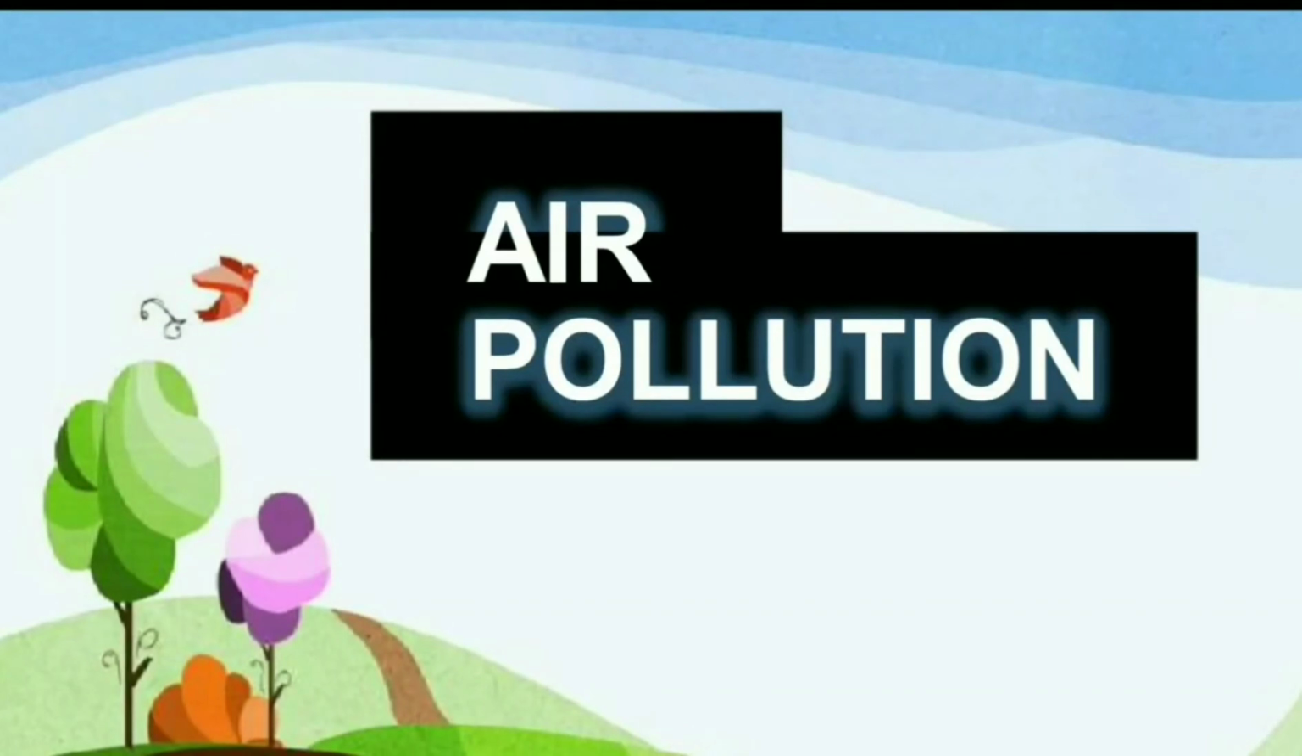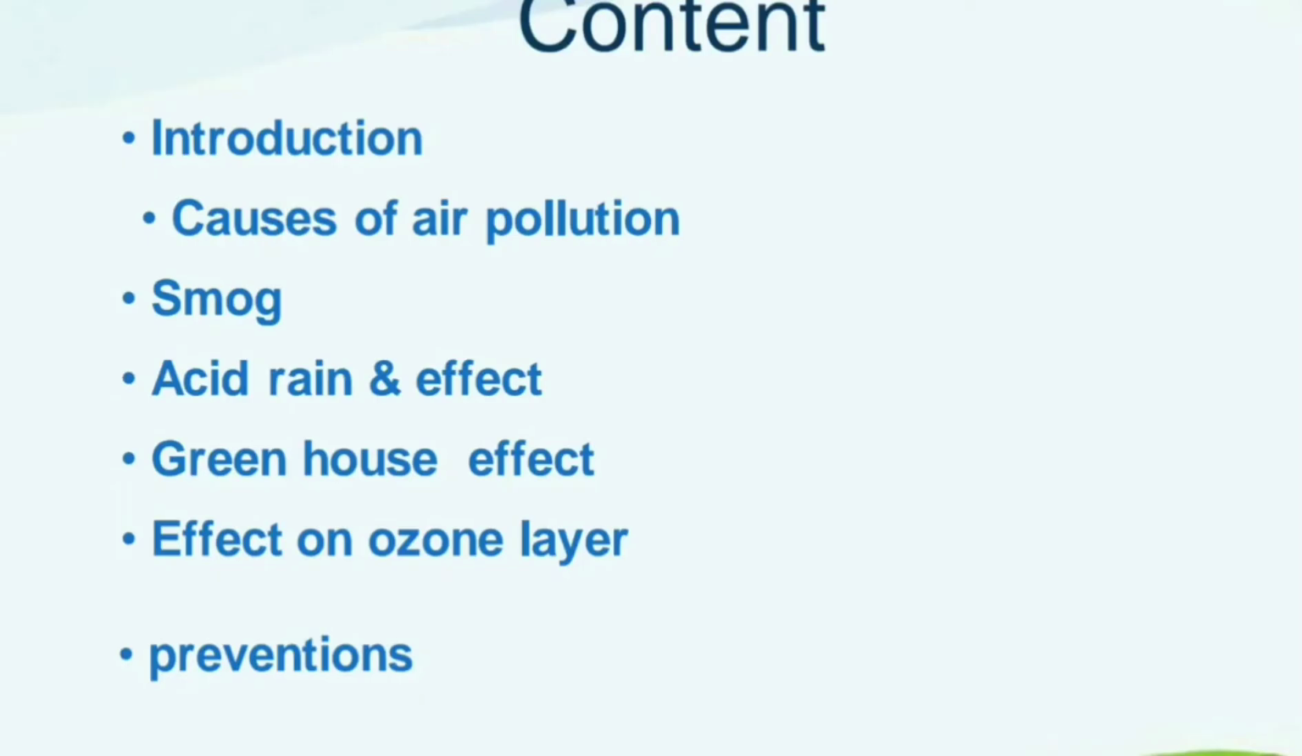Today we are going to start chapter Air Pollution. In this chapter we are going to discuss what is air pollution, different causes of air pollution, smog, acid rain and its effect, greenhouse effect, effect of pollution on the ozone layer and how to prevent air pollution or measures to check or control the pollution of air.